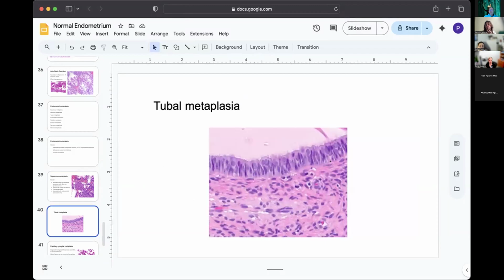And then another is tubal metaplasia. Like I said, the cilia is normally not always present, but when you get very clear ciliated cells that mimic the fallopian tube lining, then that would be tubal metaplasia.